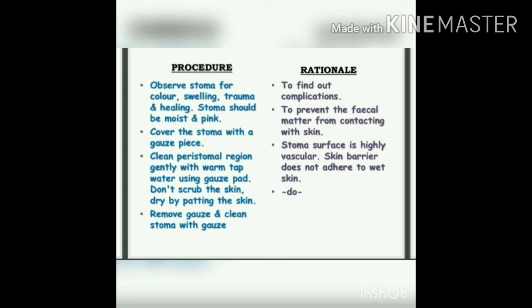Don't scrub the skin; dry by patting the skin. Stoma surface is highly vascular. Skin barrier does not adhere to the wet skin. Remove gauze and then clean stoma with gauze piece.